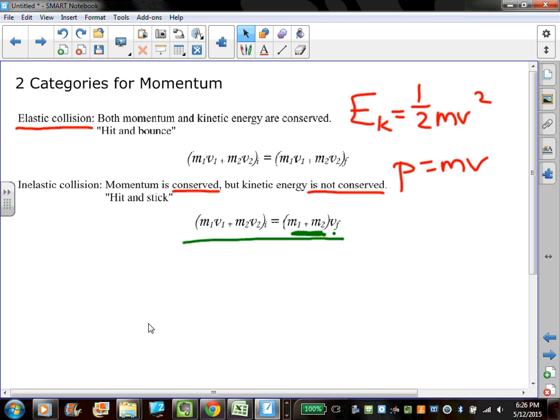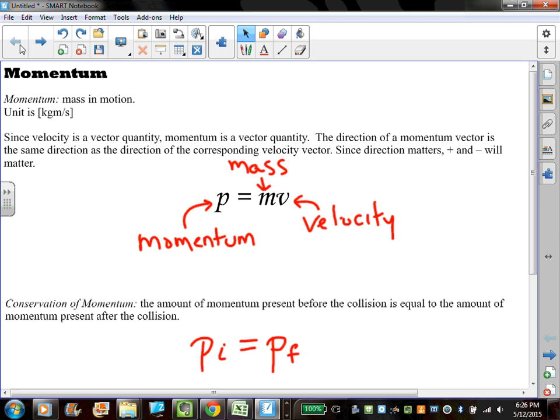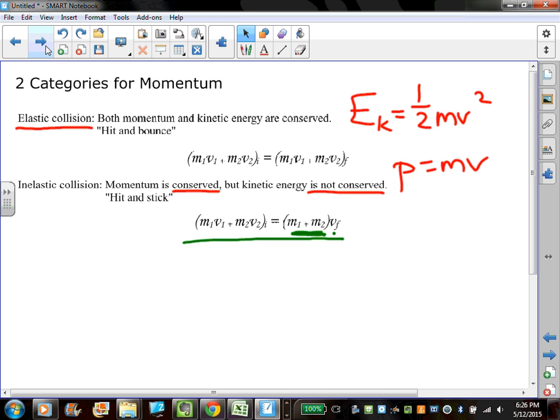Okay? So, what are the new things that you have in your notes? Well, you've got these new definitions, but we also have quite a few new equations, right? p equals mv, and then specifically those conservation of momentum equations. So let's get some practice using them, okay?